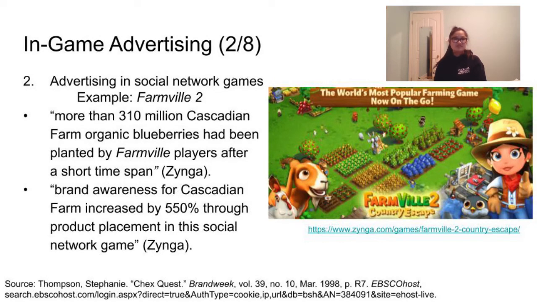There's also advertising in social network games. One example would be Zynga's Farmville 2, which can be played through Facebook. In the game, players plant organic blueberries from the existing brand, Cascadian Farm. Zynga states that over 310 million Cascadian Farm organic blueberries had been planted by Farmville players after a short amount of time, and awareness for the brand increased by 550%.